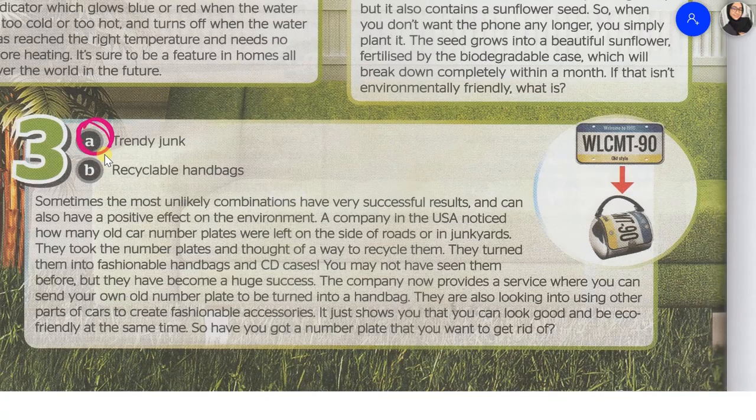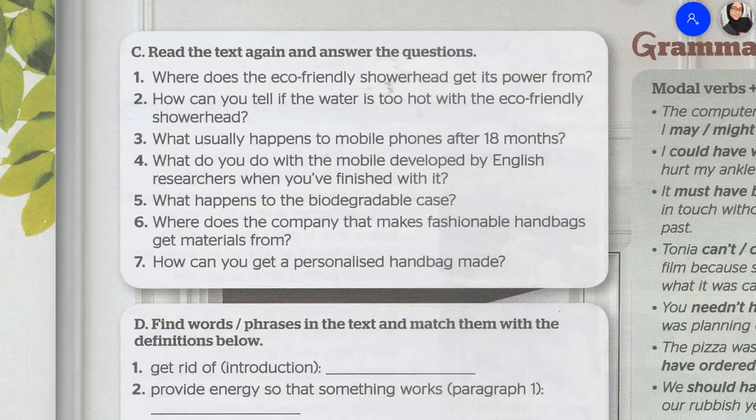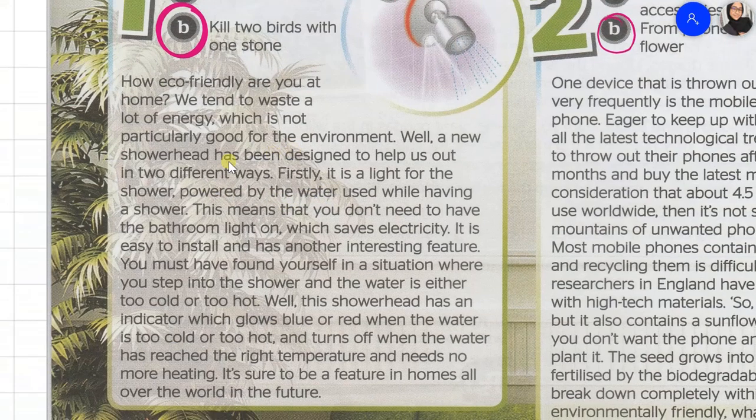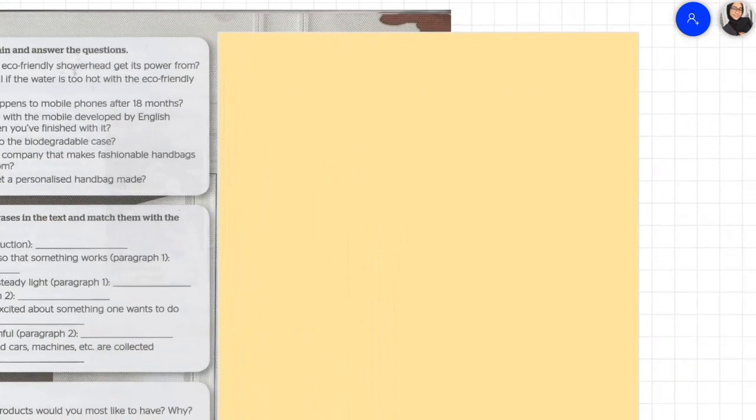Okay. Now, let's do task C. Read the text again and answer the questions. Okay, let's try to answer this one by one. Number 1, where does the eco-friendly shower head get its power from? Okay, you can find the answer in here. It is a light for the shower powered by the water used while having a shower. So it is powered by the water. So what kind of energy does it use? Let's write our answer here.